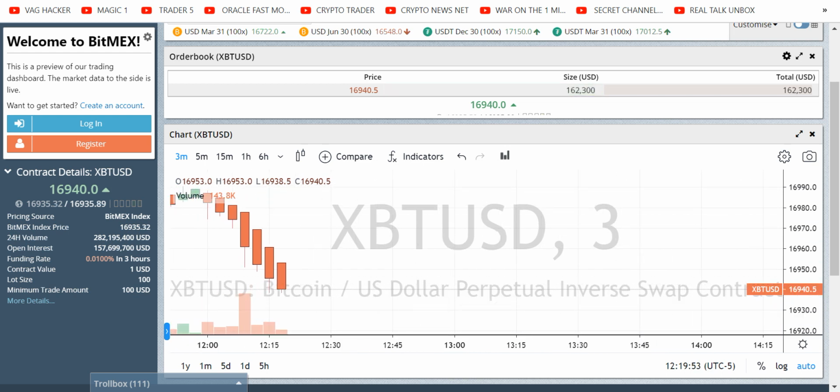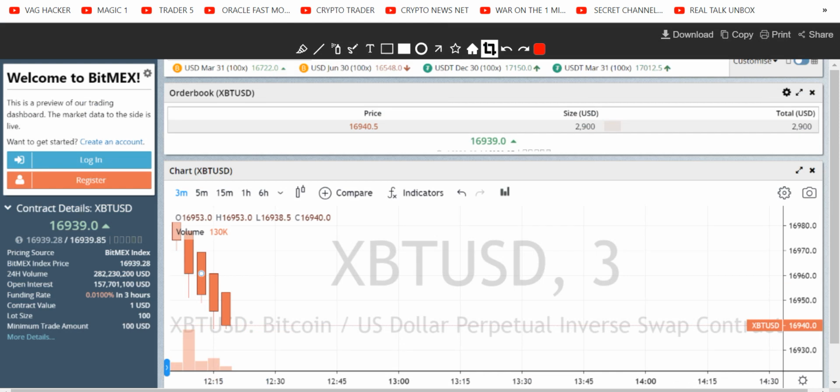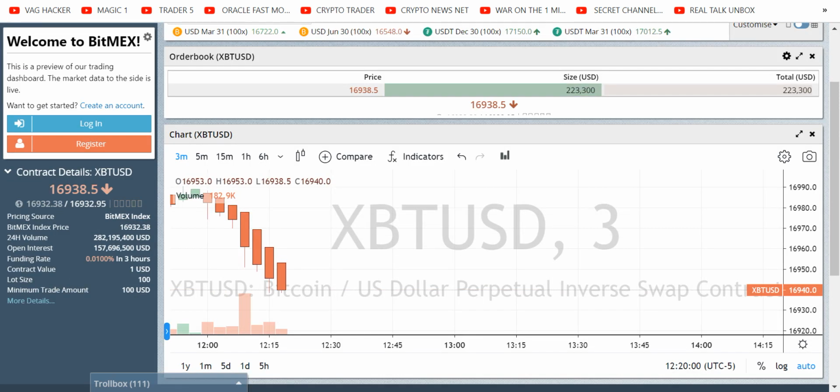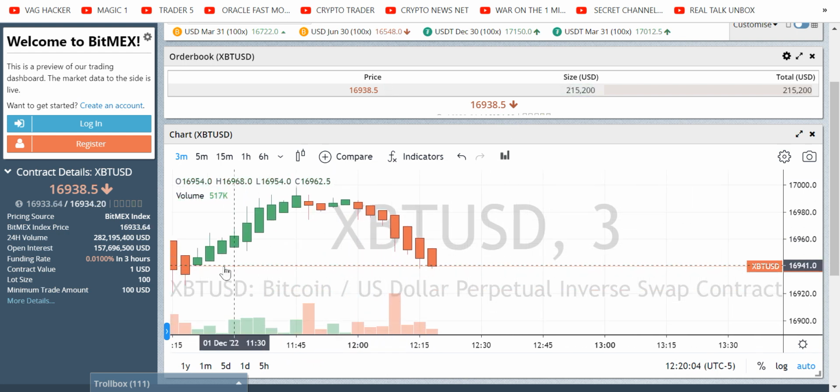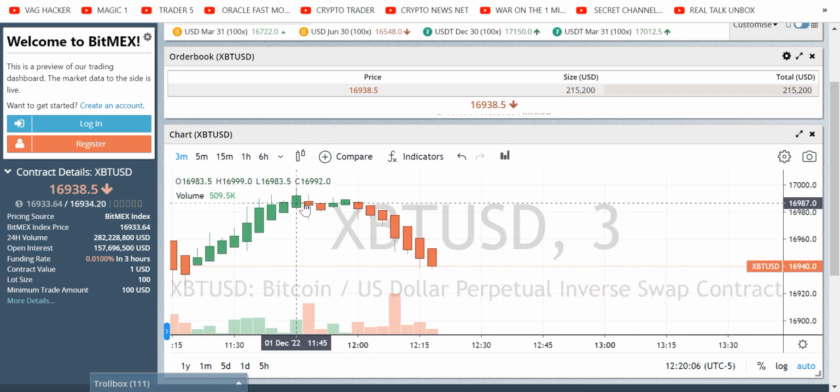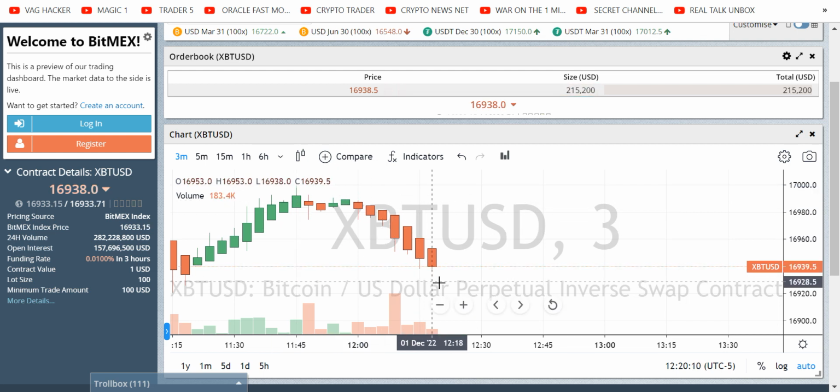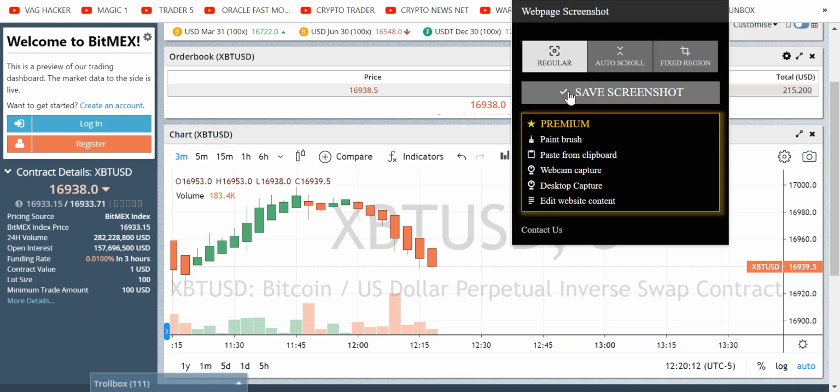I like five, but it's simple. What's the price? 16,939... 38. Now just look at this arch. Where would you want to short? Down here? Really? Let me screenshot that.